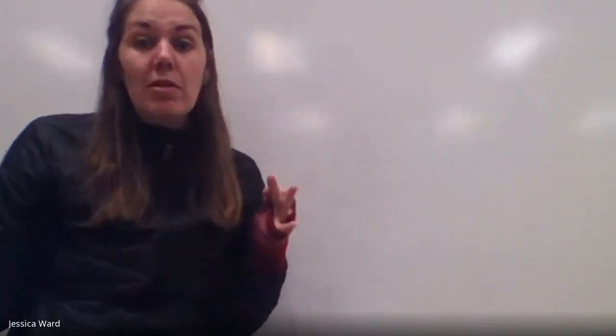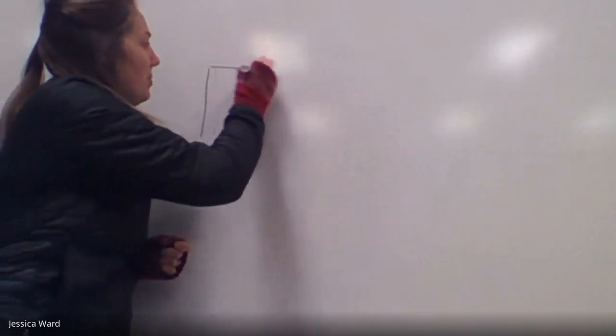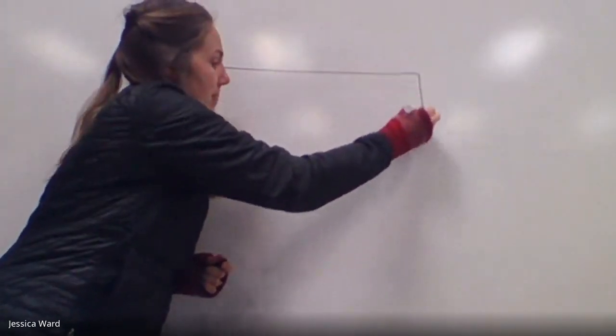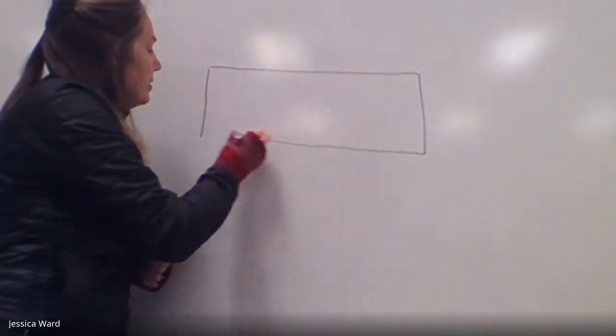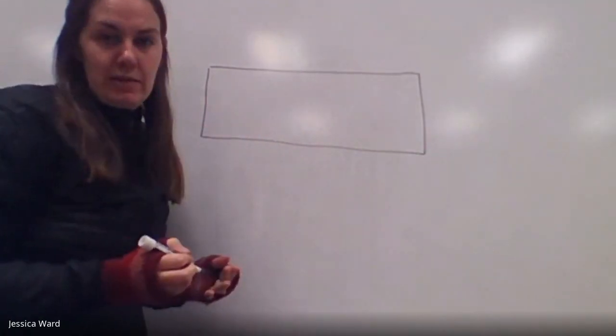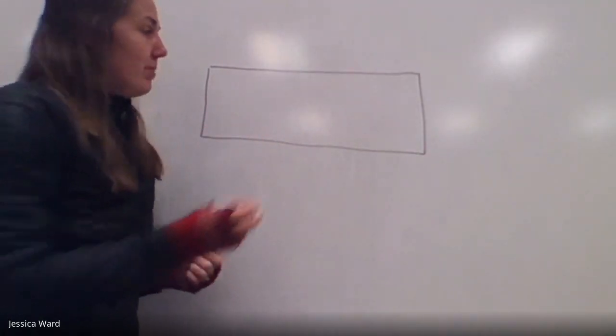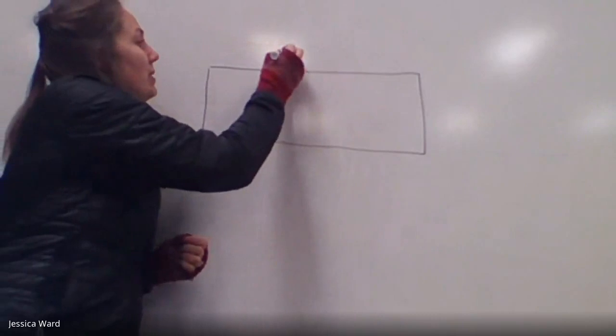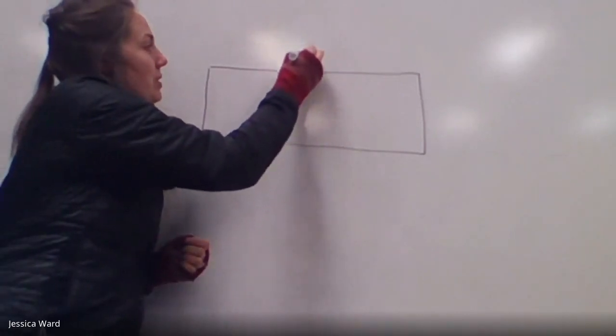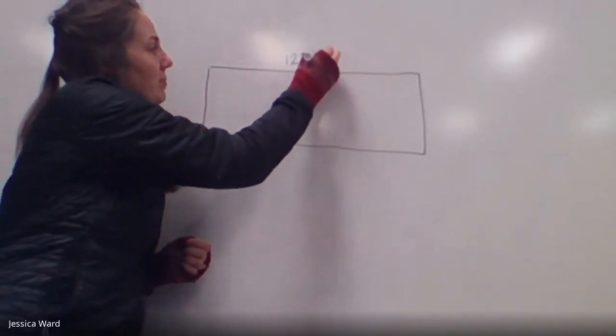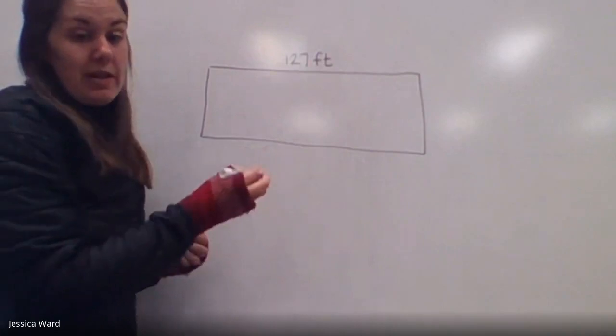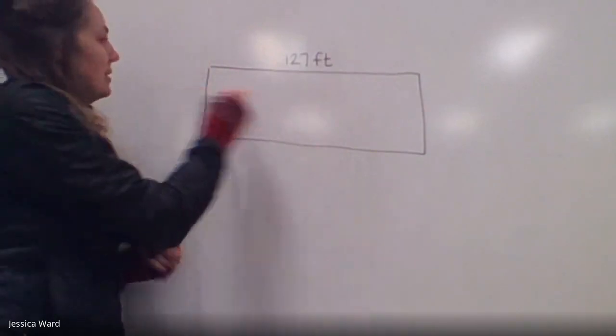So I'm going to start off by just drawing what we already know so far. We have a rectangular space. So I drew a rectangle. We know that one side is 127 feet. And we know that our other side is 46 feet.